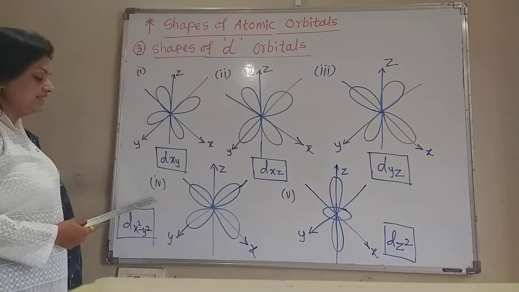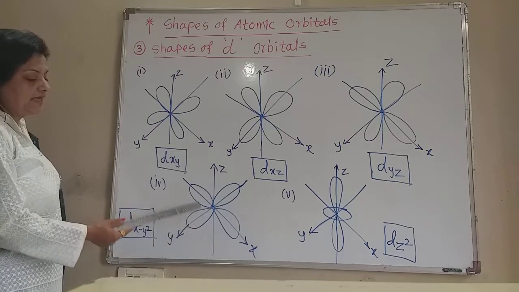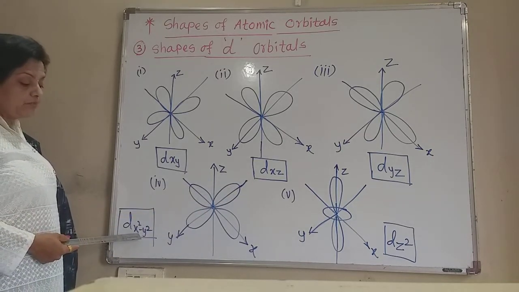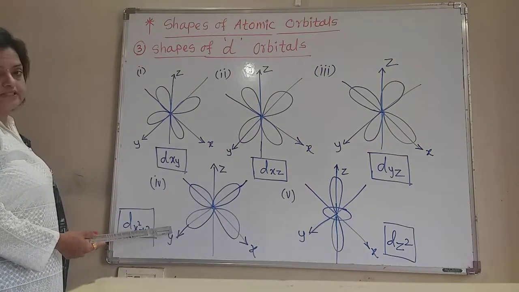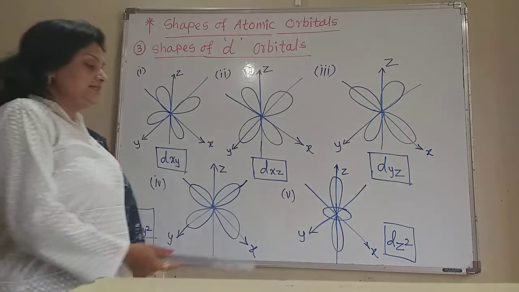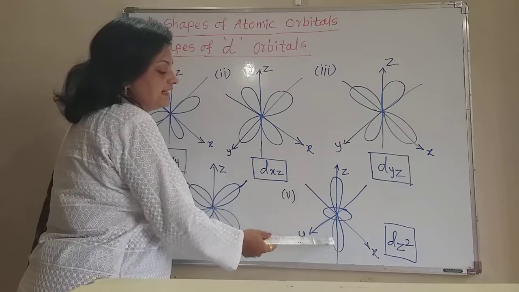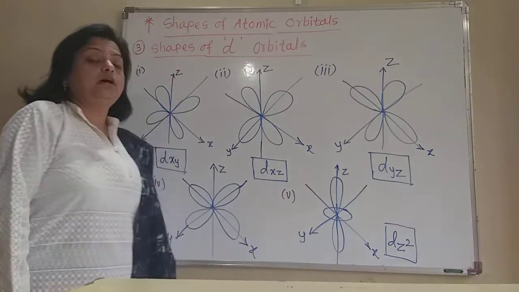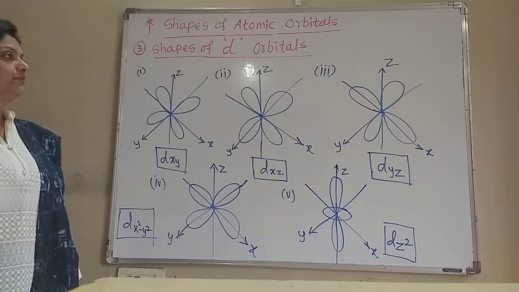The fourth one is the dx square y square. Now these are on x and y axis. This dx square y square orbital is on x and y axis. Their lobes are also here dumbbell shape. And this is the last d orbital, dz square, on the z axis in this way. This is the fifth d orbital, that is the dz square orbital.